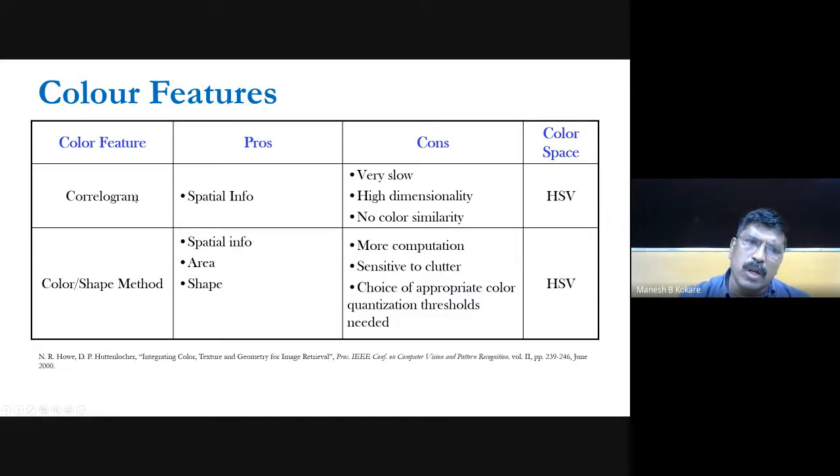Then the correlogram is also used as a feature, which gives the spatial information, but the problem with that one is it is very slow, dimensionality is very high, no color similarity is there, and the HSV color space is used. Then the color and shape method gives the spatial information, the area, and the shape. The cons with this one are more computation, sensitivity to clutter, and the need for an appropriate choice of color quantization threshold, and the HSV color model is used.